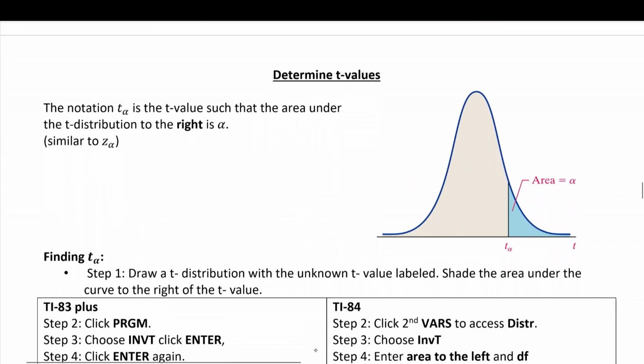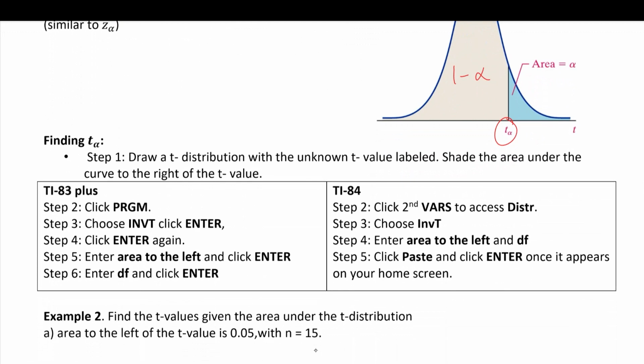Okay, so let's talk a little bit about how to determine t-values. Just like inverse normal to find the cutoff points, if that's alpha, this is 1 minus alpha. It's the same thing for t-distributions. Now on your calculator, if you have a TI-84, it does have this under second, distributions, inverse t, just like you would find inverse normal.